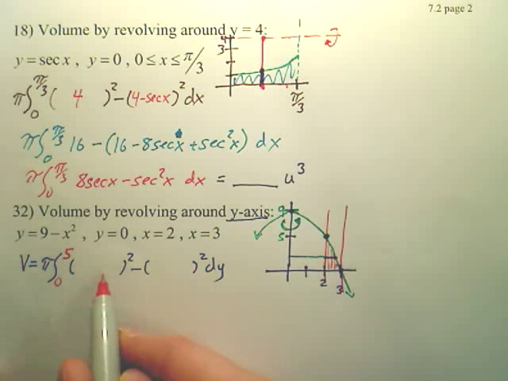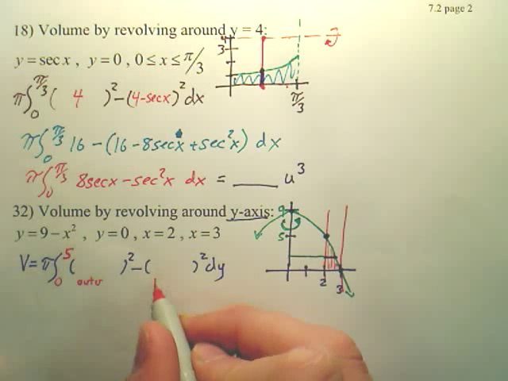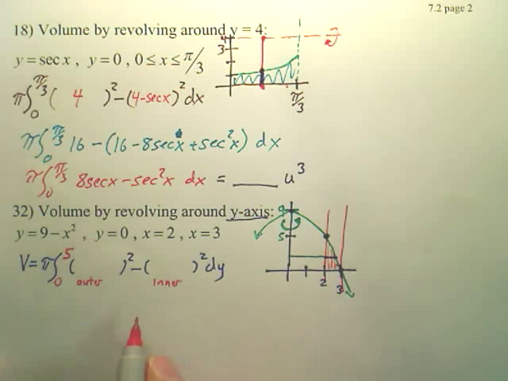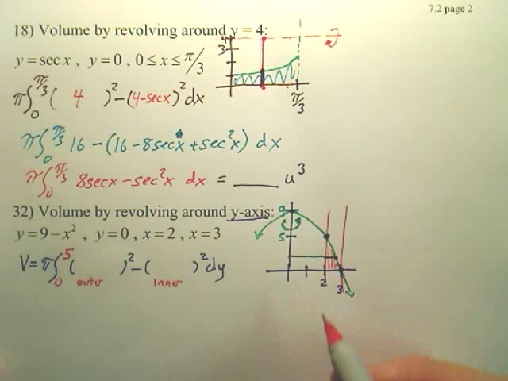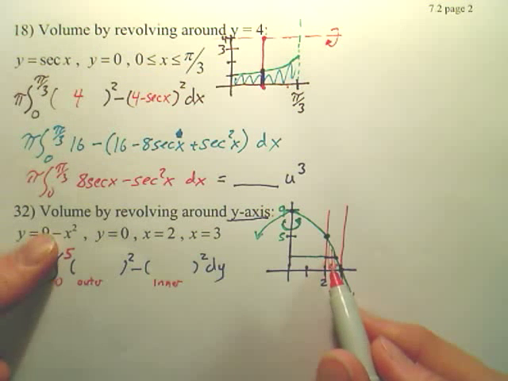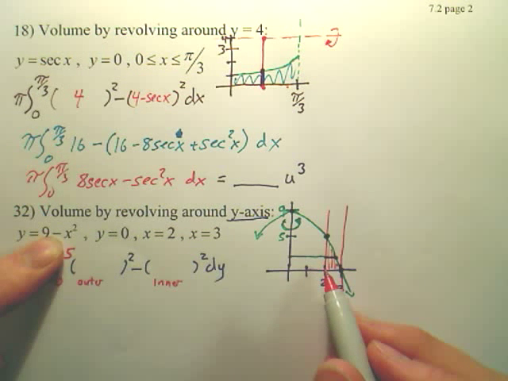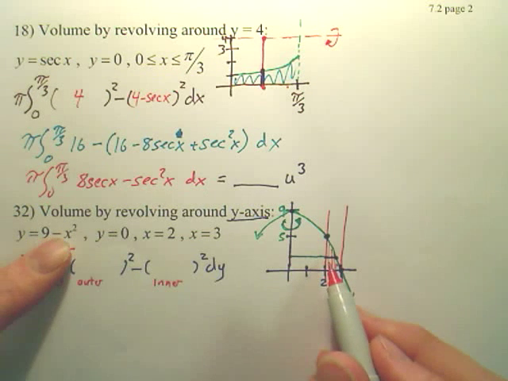Next, I want my outer, maybe I should write this. You have your outer and your inner. My outer radius would be from here to here. Now if I want my outer radius, isn't that simply going to be this one? Is it simply from here to here? Is that the y equals 9 minus x squared?